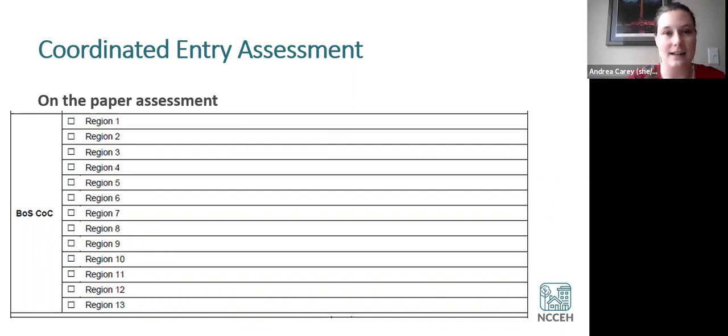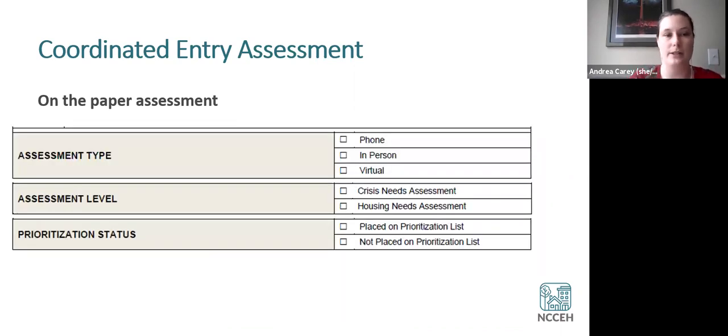Okay, so next after location, we've got it broken down by assessment type, assessment level, and prioritization status. Assessment type, pretty straightforward. We've got phone, in-person, or virtual. This is referring to the method of the assessment. How did you conduct this assessment? On the phone, in person, or virtually another way? I think we'll be seeing a lot more of those virtual and phone assessments during this time.